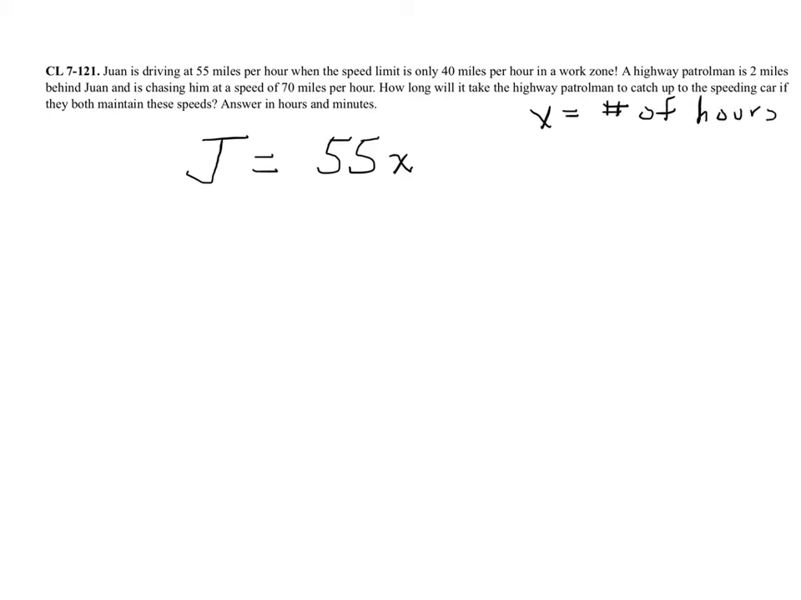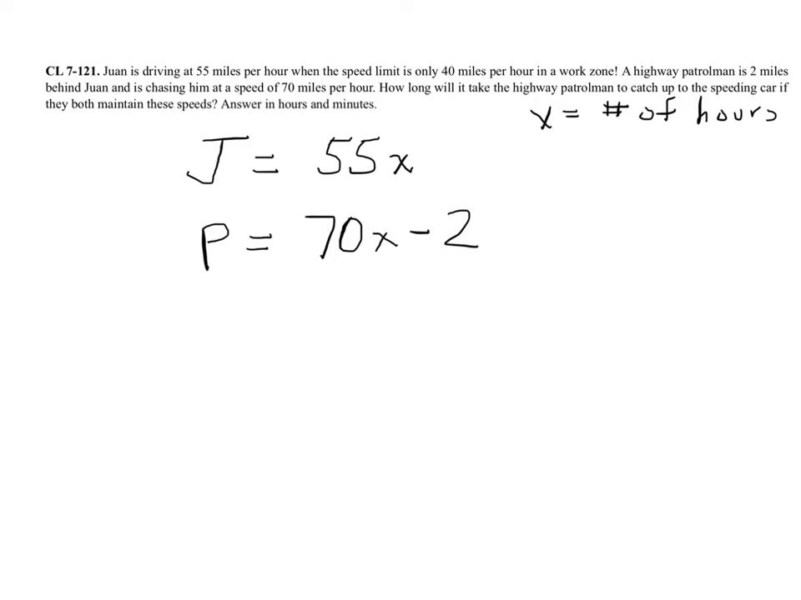Okay? And then we'll go highway patrolman. So we'll say patrolman. What's going to be his equation? 70x minus 2. Because they're starting 2 miles behind, right? So this is the distance. 55 times x is the distance that Juan has gone. And then 70x is the distance the patrolman's gone, but he started 2 miles behind. So that looks good to go.